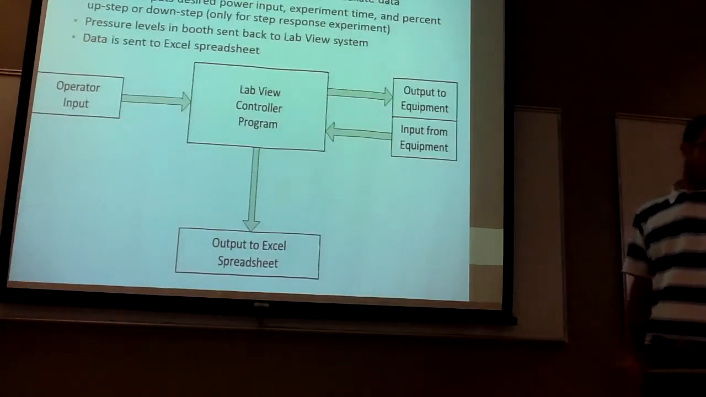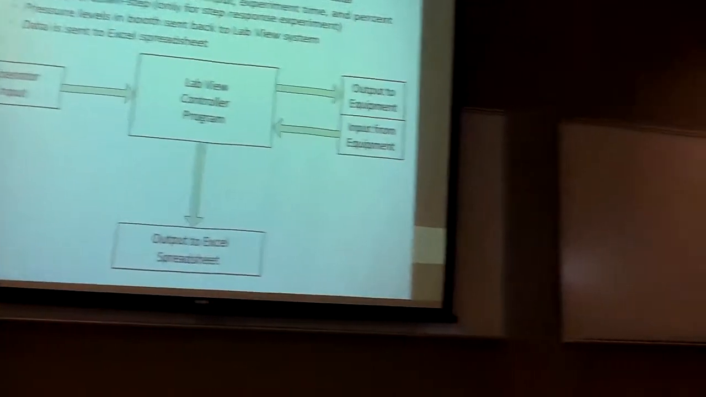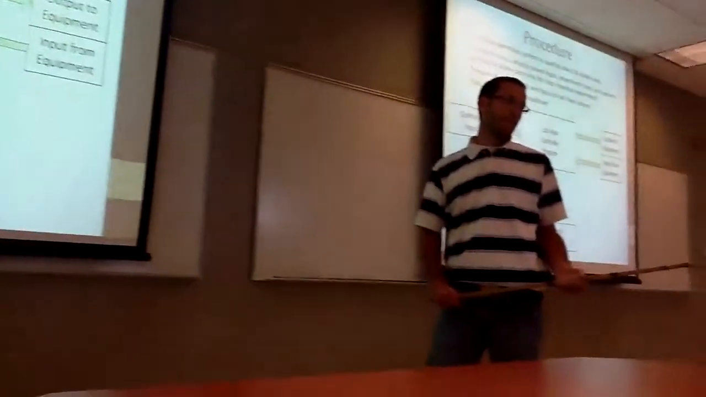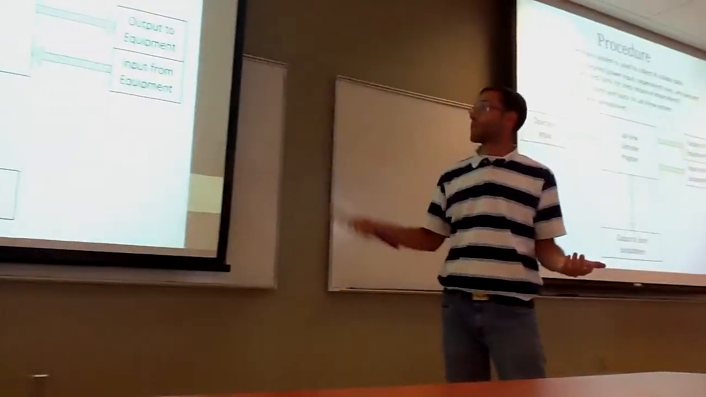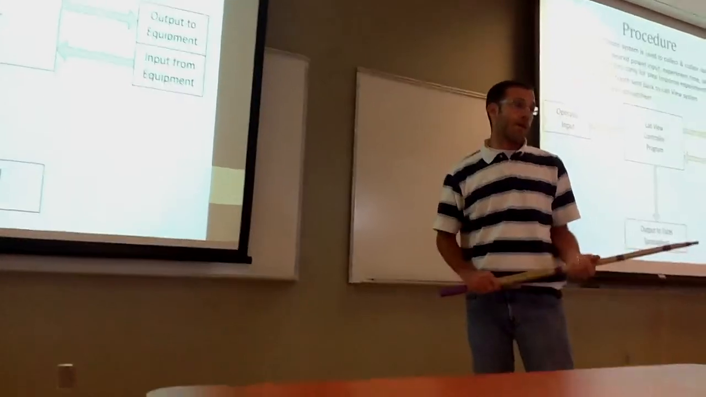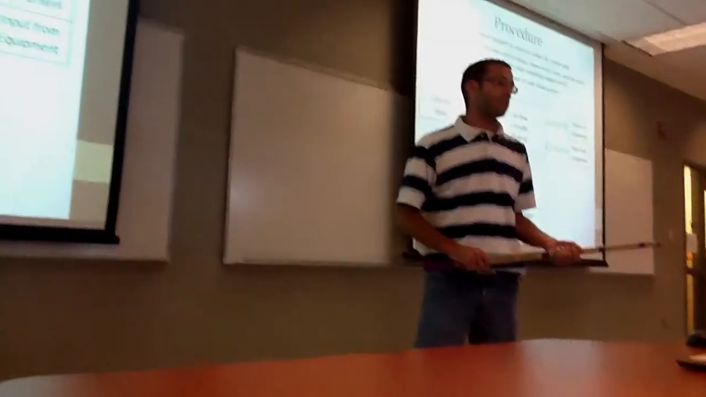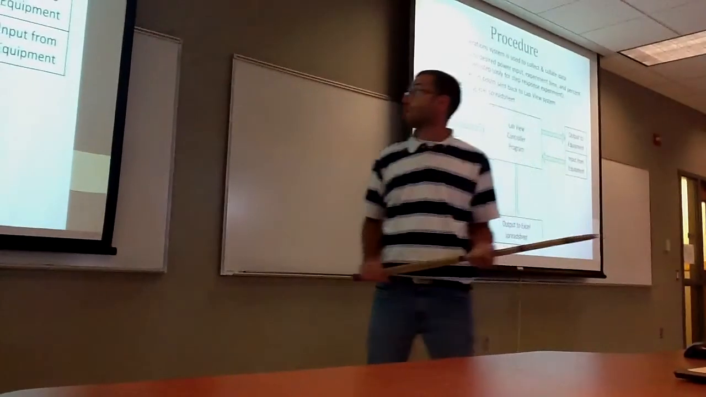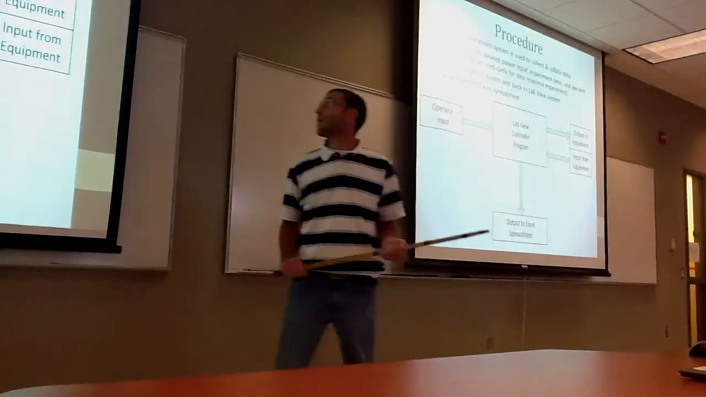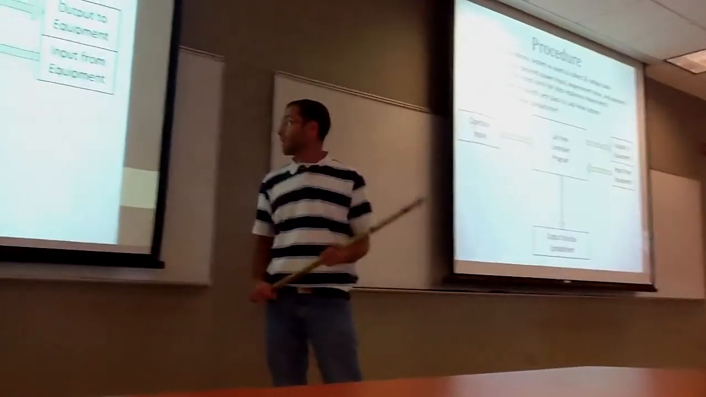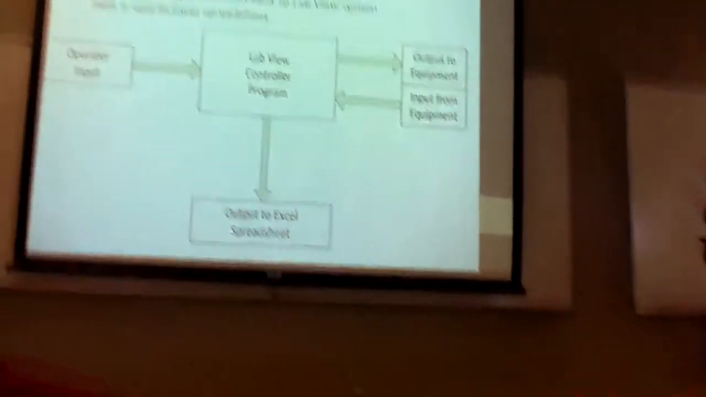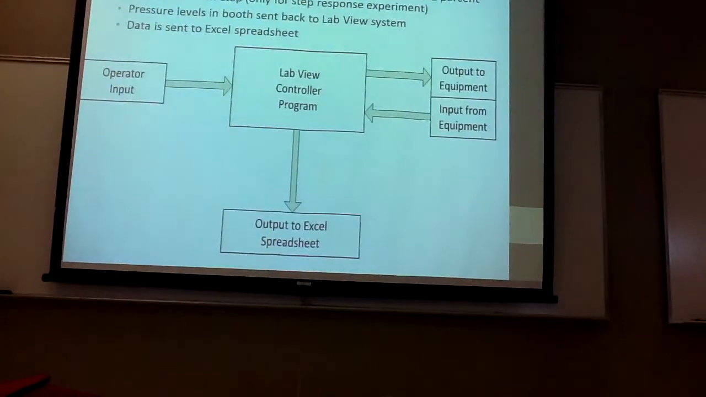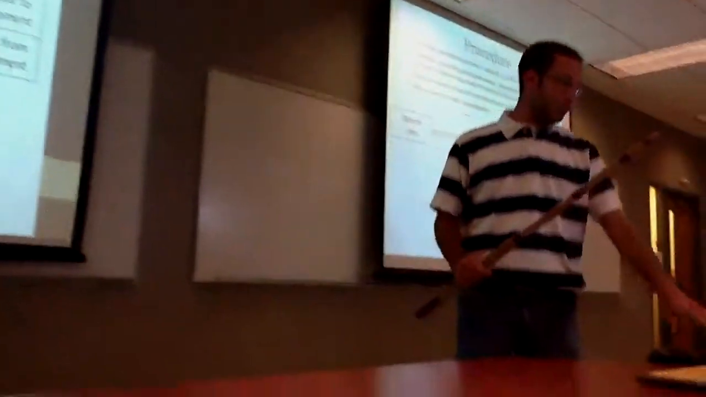So the operator inputs a desired input, experiment time, and for the second part of our experiment, a percent step up or a percent step down. And what comes back is a pressure level, the actual pressure in the booth. And then from there it goes into an Excel spreadsheet, or some other kind of spreadsheet could be used too, but we used Excel. So that's where the data is sent and collected.